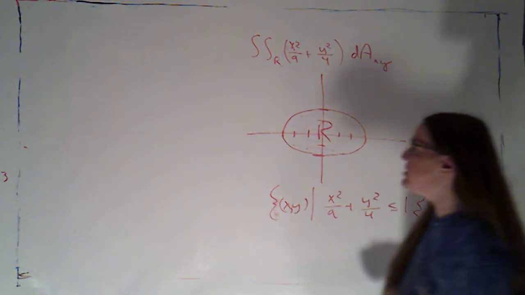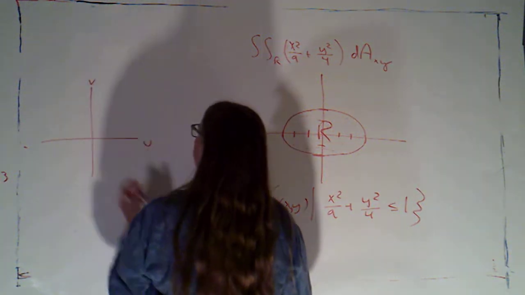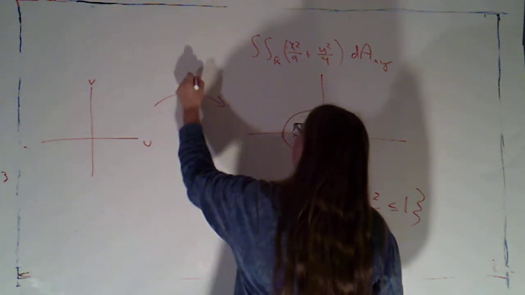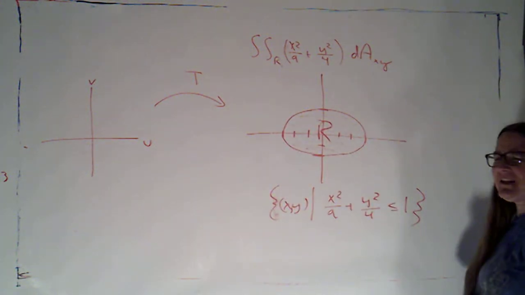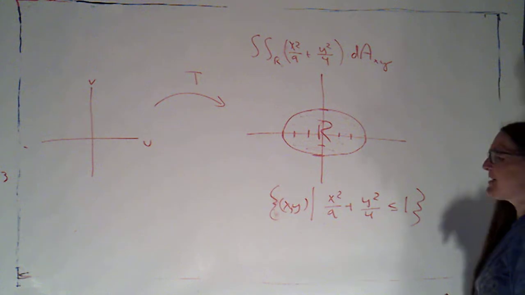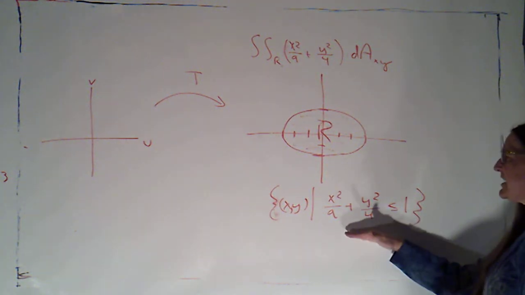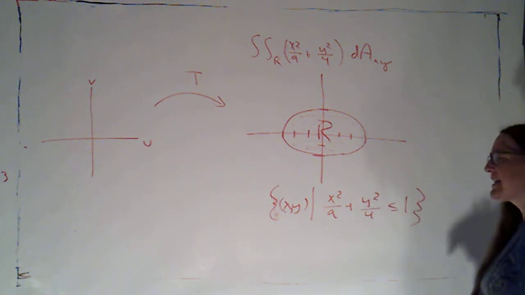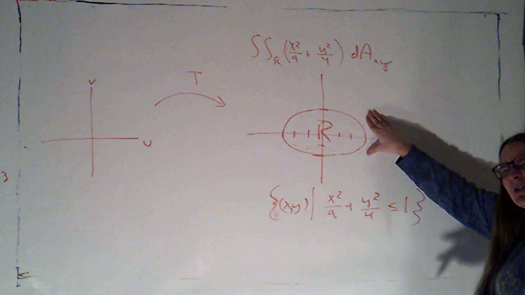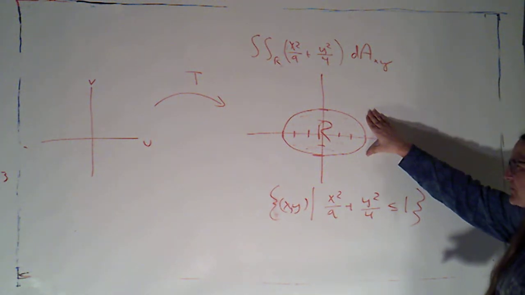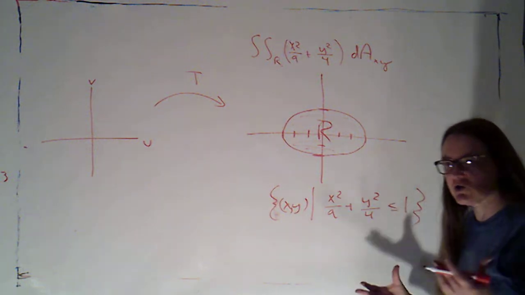So what I want to do is try to find some region in the UV plane and some transformation that's going to send it over. Because I'm not crazy about the sorts of limits of integration I would get if I worked with this, even though it is both type 1 and type 2. And switching to polar isn't so helpful because that's not a circle, it's an ellipse. Okay. But I think of an ellipse as a morphed circle.